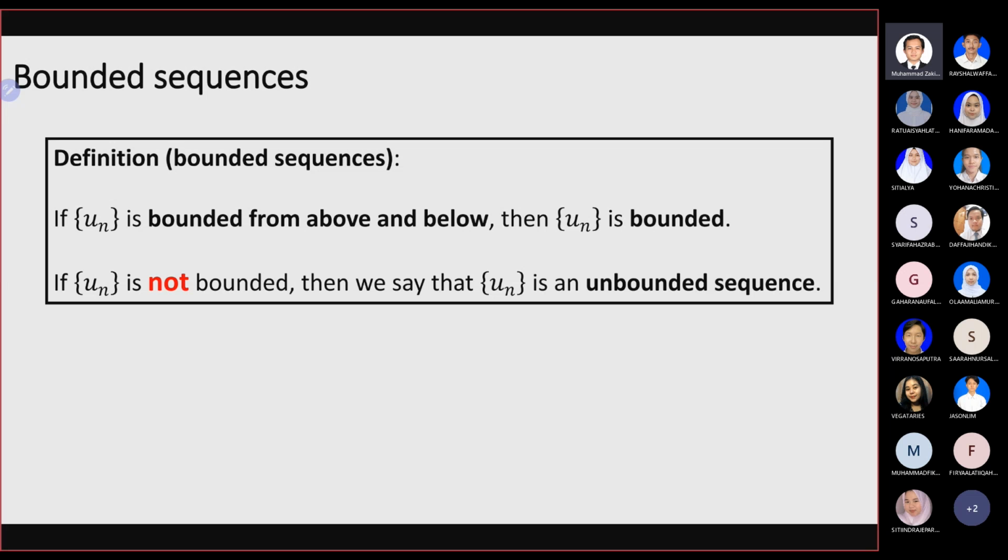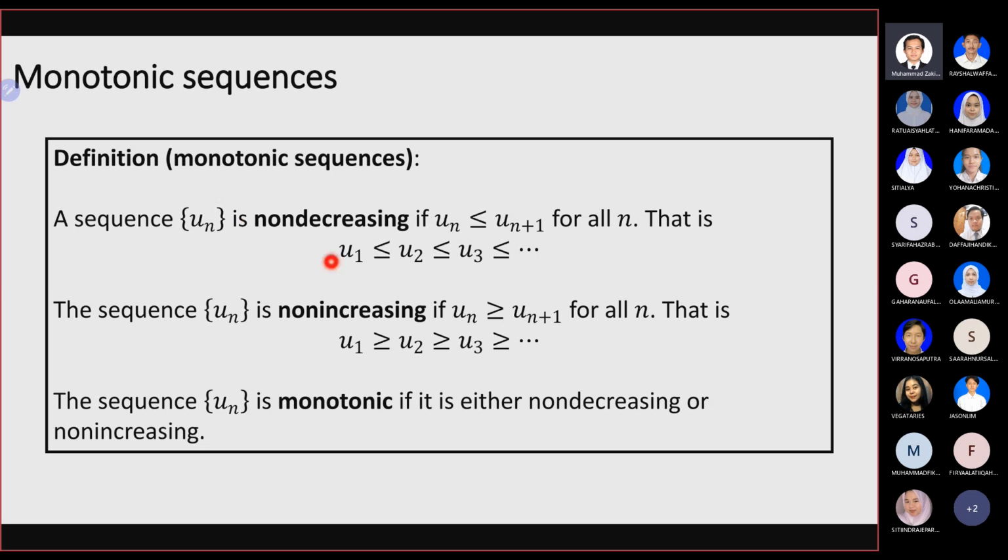And what about a monotonic sequence? A monotonic sequence is non-decreasing if we have this kind of rule. Dia non-decreasing, ya, tidak turun. Tidak turun itu kalau apa? Suku setelahnya itu selalu lebih besar atau sama dengan suku sebelumnya. And the sequence is non-increasing if it is the other way around. And we say that the sequence is monotonic if it is either non-decreasing or non-increasing.